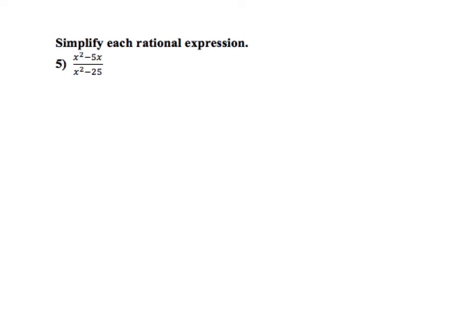Right, for 5 and 6, we're going to simplify each rational expression. We're really trying to factor the top, factor the bottom, and cancel out anything we can factor. So if I look at my equation, we had x squared minus 5x divided by x squared minus 25. I'm going to work on the top first.